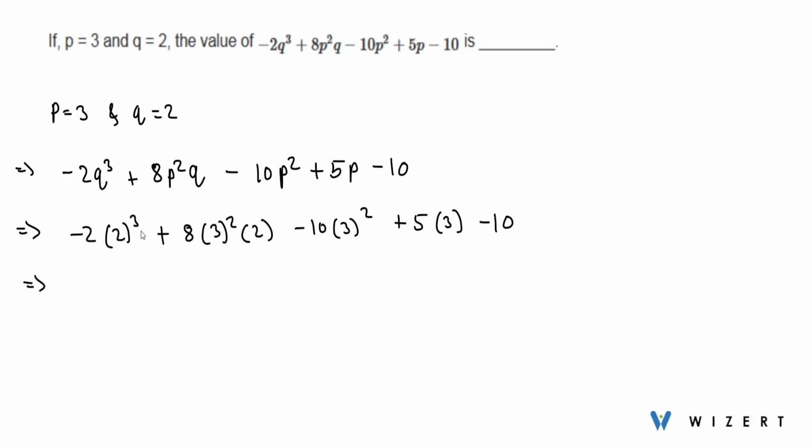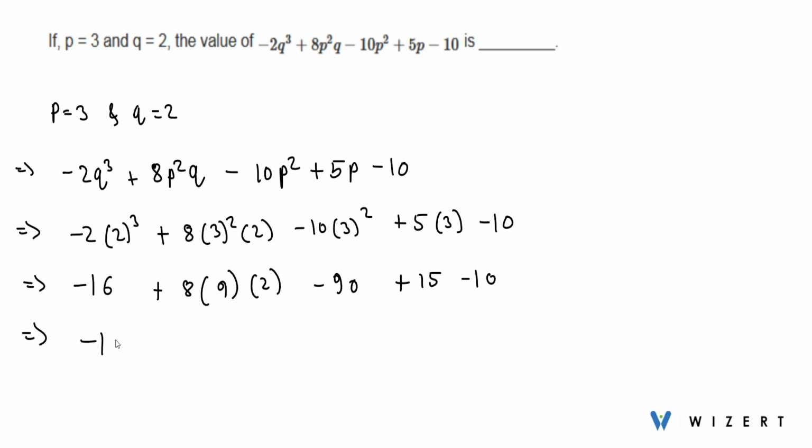So 2 cube is 8, and 8 multiplied by minus 2 is minus 16. Then we have 8 multiplied by 3 square, which is 9, multiplied by 2, minus 10 multiplied by 3 square, so 3 square is 9, and 9 multiplied by minus 10 will give us minus 90. Then we have plus 15 and minus 10.